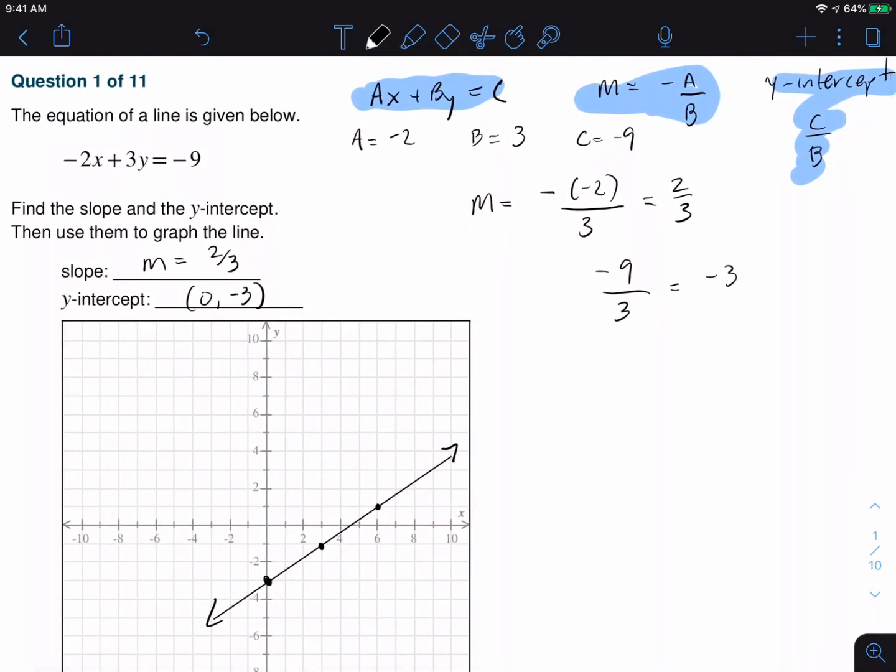You guys got it? Yes. Okay, do you want me to show you how to solve this problem to put it in slope-intercept form so you could find the slope and the intercept that way? Yeah, please. Okay. Yeah, no problem.